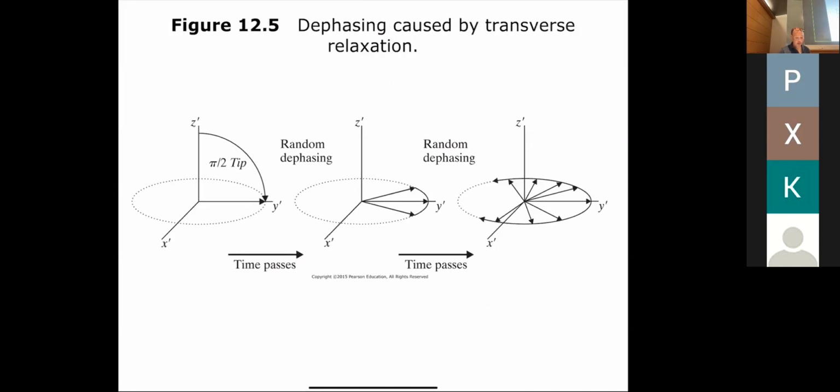Basically, this is showing that if I tip the magnetization, what happens is the different spins in different locations start to get out of phase. Over time, they get out of phase a lot, so that their net magnetization decreases. That's really what's causing T2. We'll talk more about the physical mechanisms later, but for now, just know that it's caused by this sort of dephasing of neighboring spins.